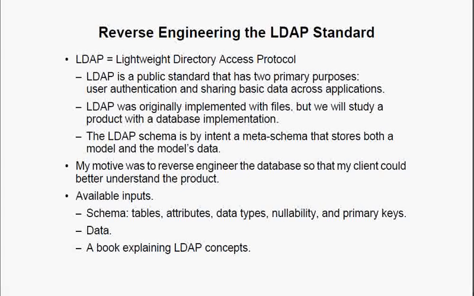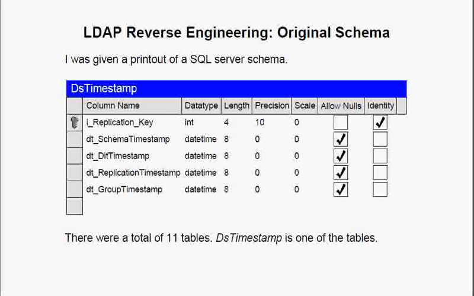So what I had for inputs for the reverse engineering was schema. I had tables, attributes, data types, nullability, and primary keys. I had data, and I had a book explaining LDAP concepts, so I understood what LDAP was. There's a total of 11 tables I had with which to work, and here's an example of one. You can see iReplication key is the primary key. You can see the data type, and all these other fields happen to be not null.